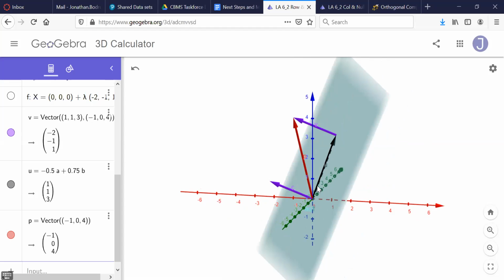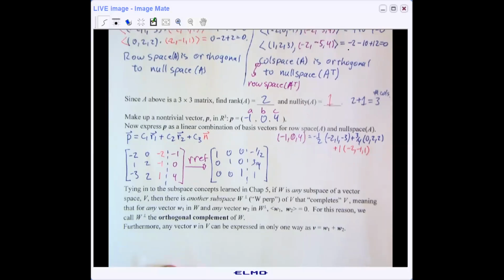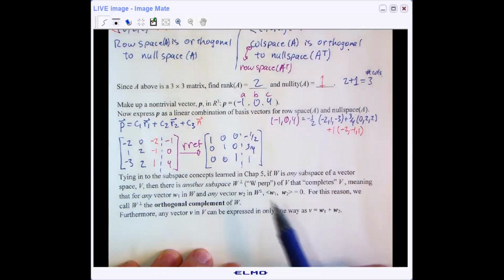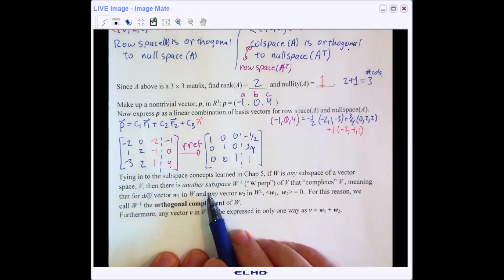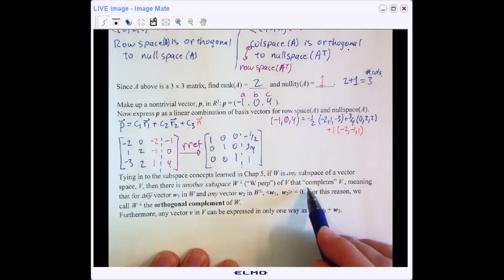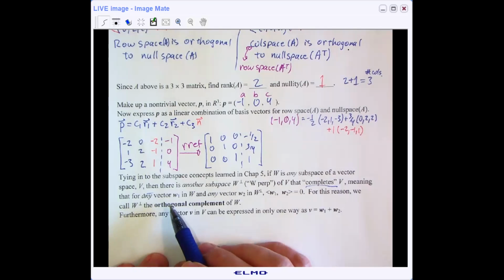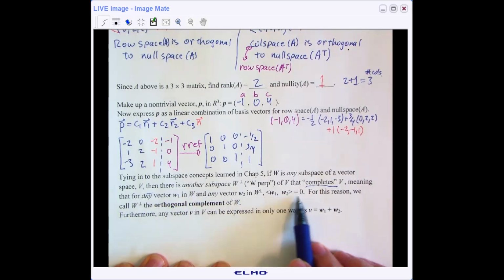That's why we call the row space and the null space orthogonal complements, because they complete each other. Moving back to our paper here, if W is any subspace of some vector space V, then there's another subspace, we read this as W perp of V, that completes V, meaning that any vector in W and any vector in W perp are going to be orthogonal to each other.